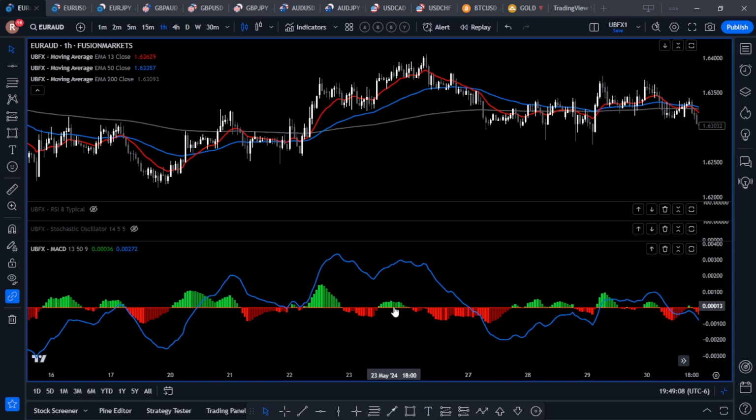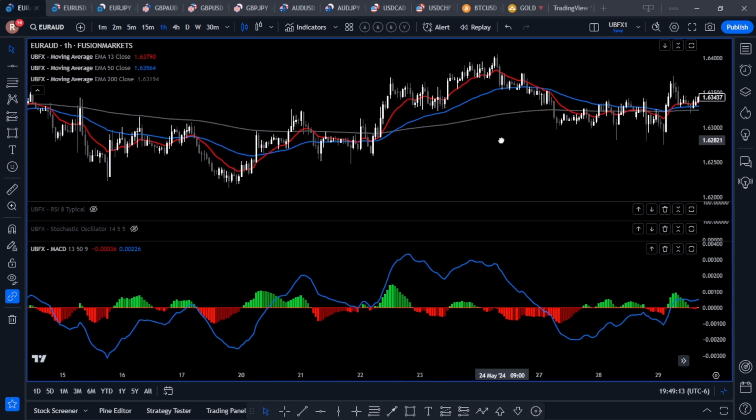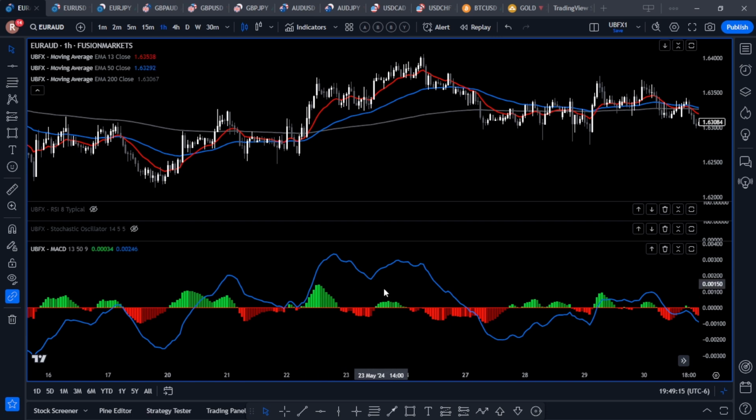So now with the histogram, I can see the momentum of these market moves. If I've got the histogram in here, I can see that we are losing momentum as this price continues to climb. We're not getting this kind of information from the moving averages. We're not getting this kind of information from the RSI. We're not getting this kind of information from the stochastic oscillator, but we are getting this market momentum uniquely from the MACD.